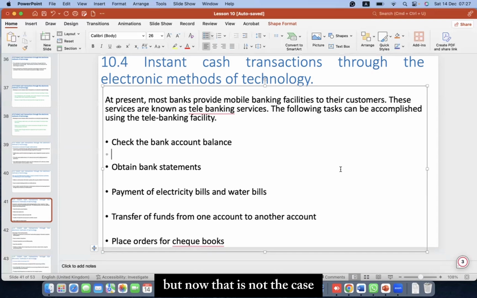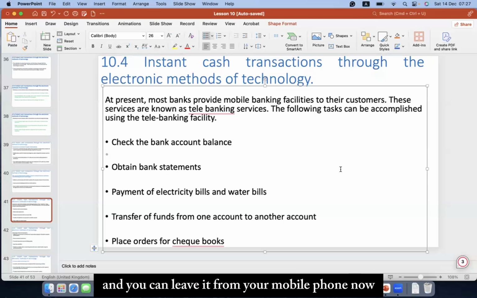But now that is not the case. You need not do that. Payments are automatically deducted and you can view it from your mobile phone app.